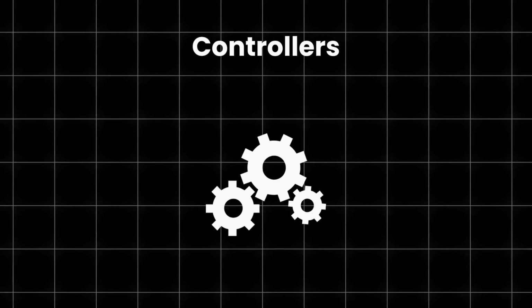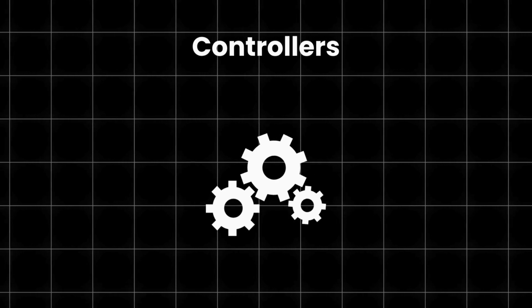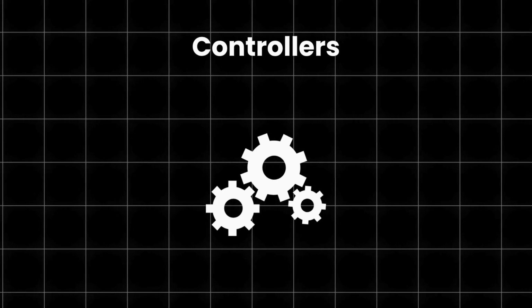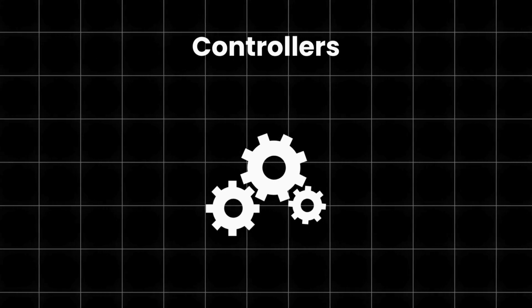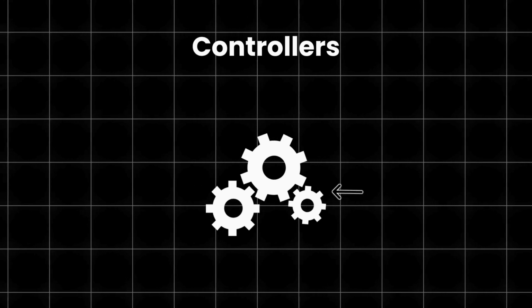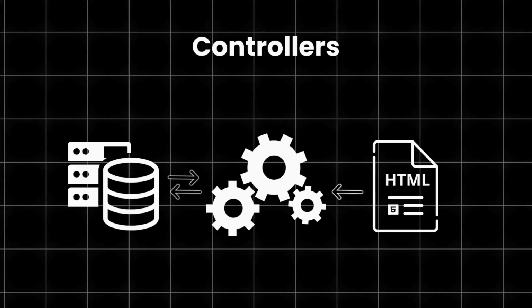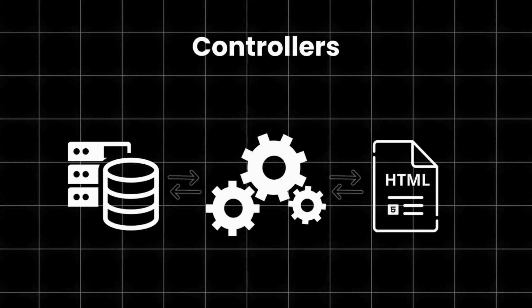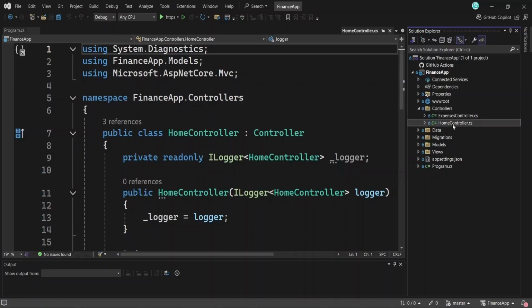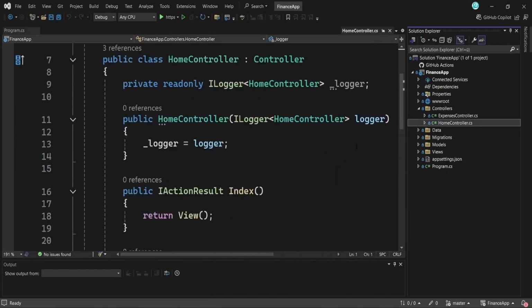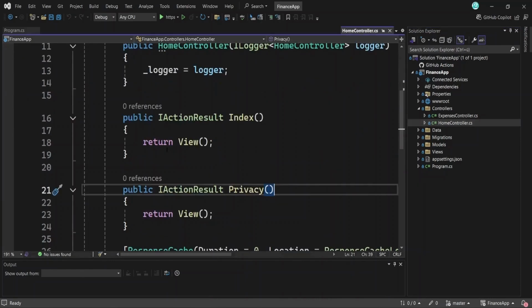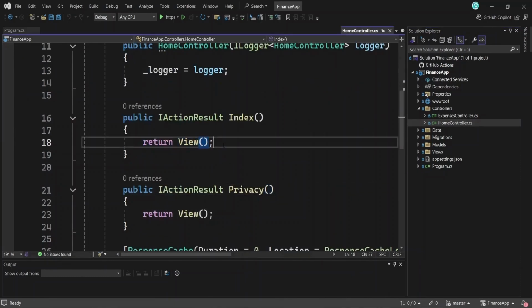Now let's find out what controllers do by looking at the controllers folder. Controllers are a key part of the MVC framework. Simply put, they are classes that handle requests from the views, interact with the data or models of your app, and return the appropriate response. You'll see a file called home controller. This file has a few simple methods like index and privacy. Each method returns a view, which is a page the user will see.